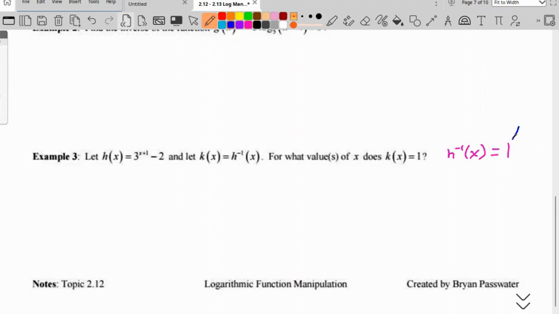And what do we know about the outputs of the inverse? They're the inputs of the original. So if we come back to the original and put in 1, that gives us 3 to the 1 plus 1 minus 2. 1 plus 1 is 2. 3 squared is 9. Minus 2 is 7. So the outputs of the original are the inputs of the inverse. So x equals 7. Kind of nice there.